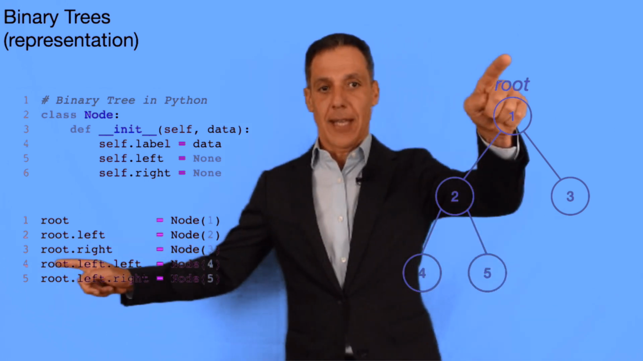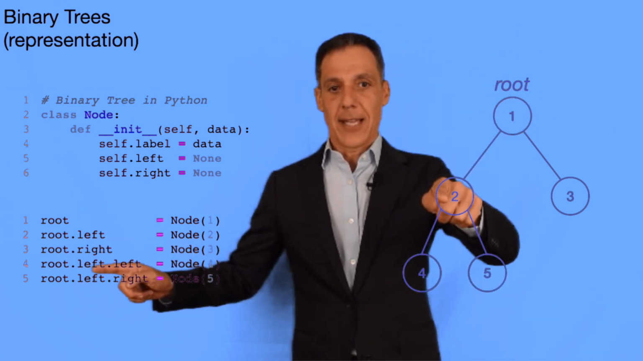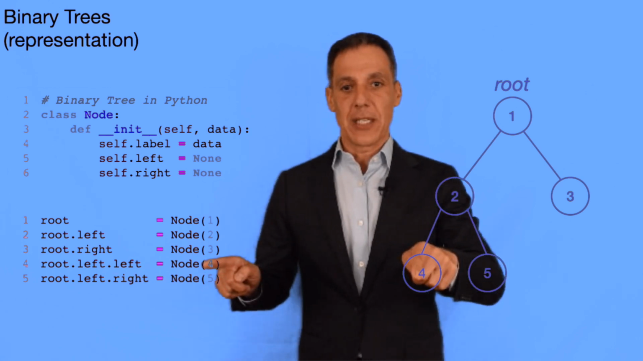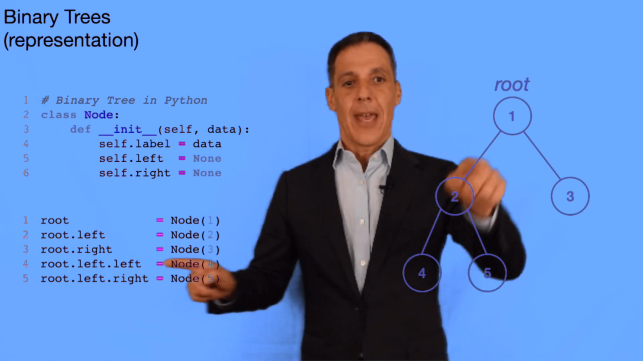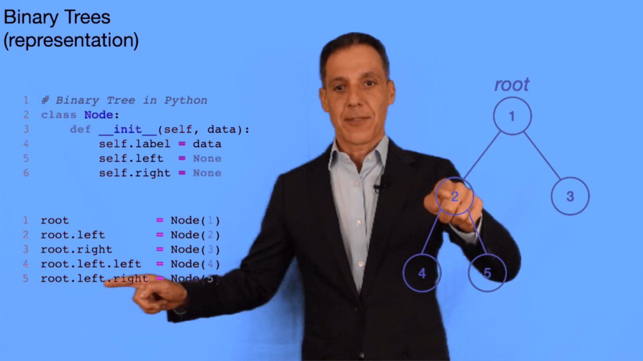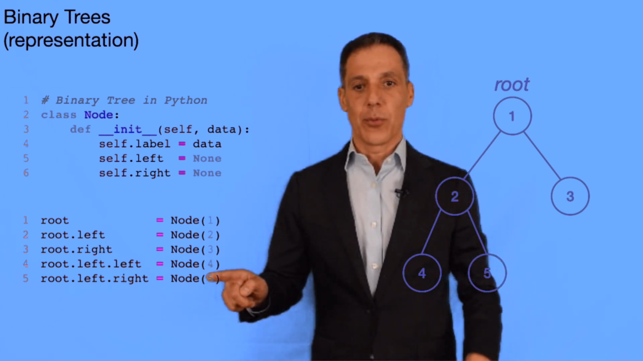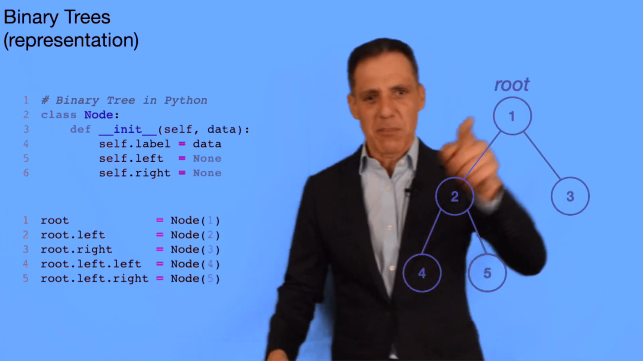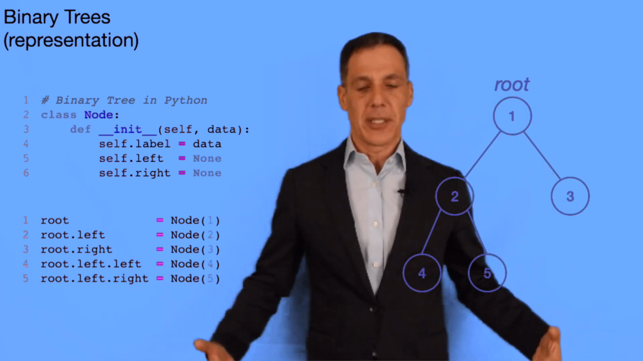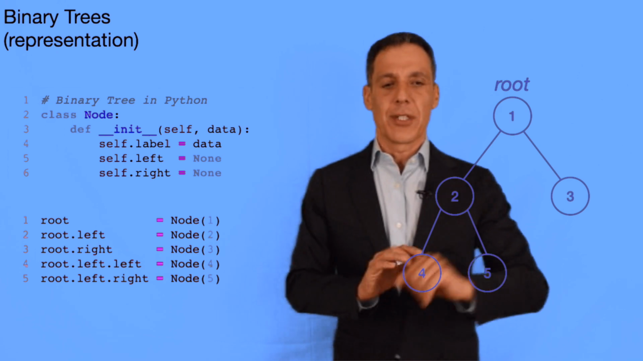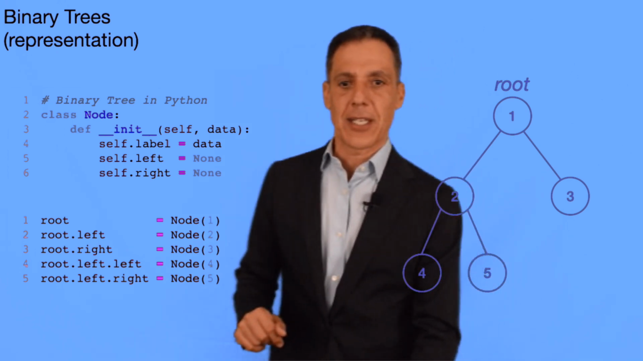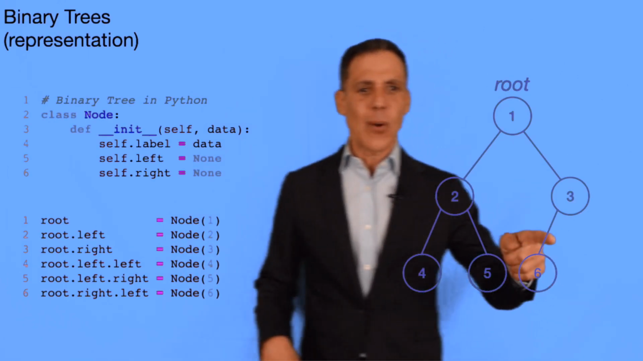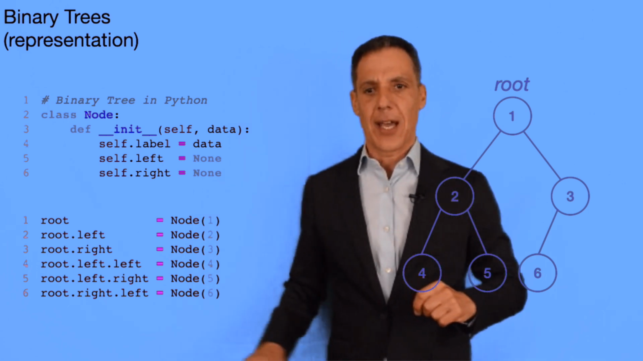So root, that's the top. Dot left, that's 2. Dot left is going to be equal to a node with 4 in it. And root dot left dot right is going to be a node with 5 in it. Now it's a little tedious the way we're having to build this. I have to keep traversing the tree, and if I had a really big tree, this would be incredibly annoying. We'll deal with that downstream. But for now, I just want you to get the concept here. And let's go ahead and just give 3 children also.